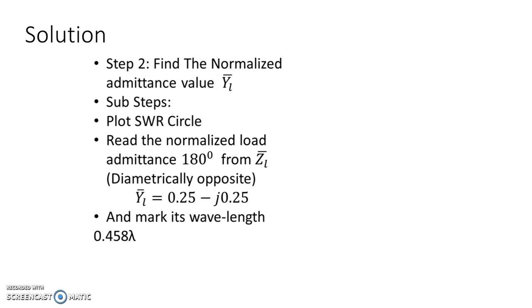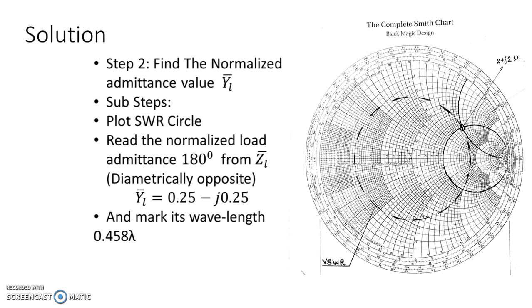Next step is to get the normalized admittance, because we will be working with shunt stubs. So instead of working in impedances, I'm working in admittance. So let us find the admittance. How to find the admittance? Let us see using the Smith chart.